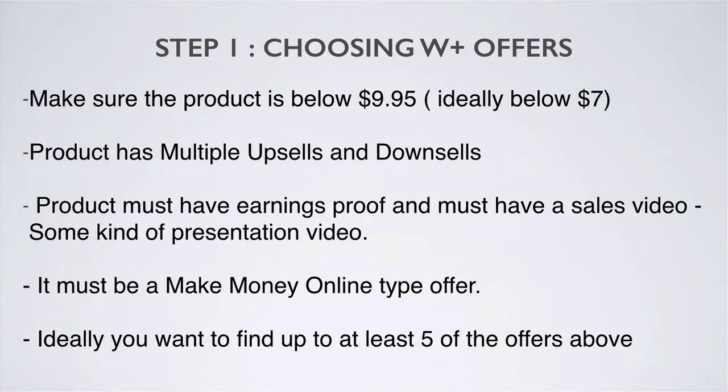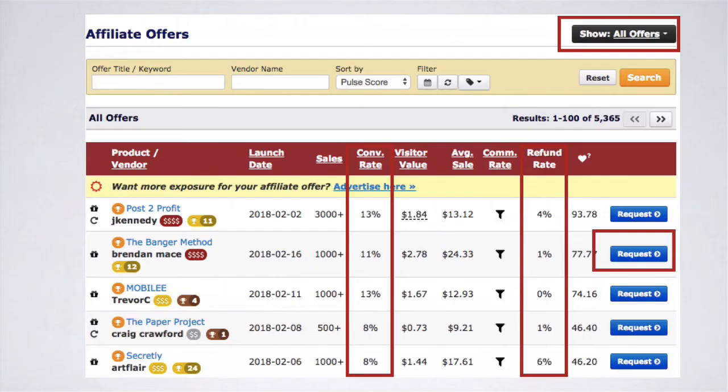I'm going to move on to the next slide. This is a screenshot of the affiliate section on Warriorplus. You can sign up for Warriorplus for free, and once you go to the affiliate section, you'll see something like this. You can browse through all the offers that are selling well on Warriorplus at this moment in time. The first thing you need to do is make sure it says show all offers here. Very important. Click this, and then you can see the conversion rate.